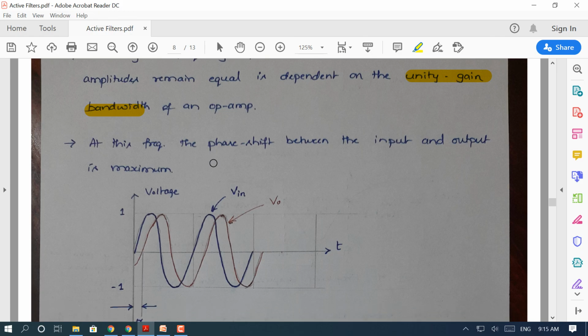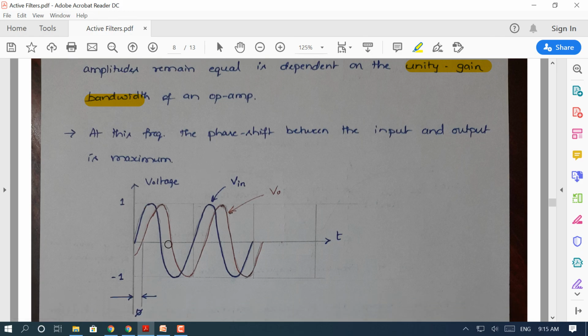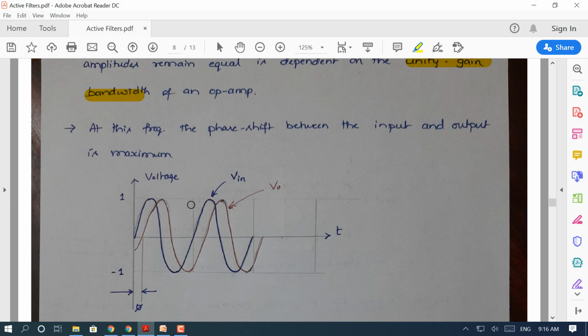Here we are showing the phase shift that exists between the input and output voltages. The blue sinusoidal curve shows the input voltage, and the red line shows the output voltage. You can observe here there is a phase shift between the output voltage and input voltage. The phase shift is given as phi. This is the phase shift which we are showing for the all pass filter between the output voltage and the input voltage.